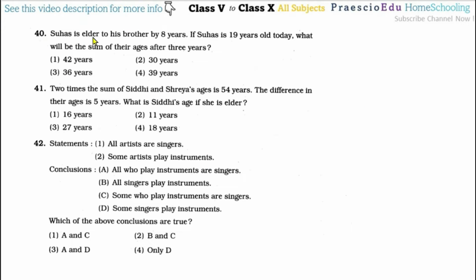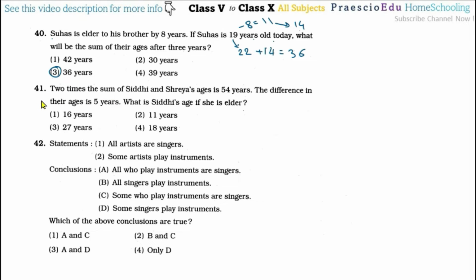Question number 40. Suhas is elder to his brother by 8 years. If Suhas is 19 years old today, his brother is 19 minus 8, that is 11. Then what will be the sum of their ages after 3 years? After 3 years Suhas will be 22, and his brother 14. So 22 plus 14 is 36, and 36 is given in the options.